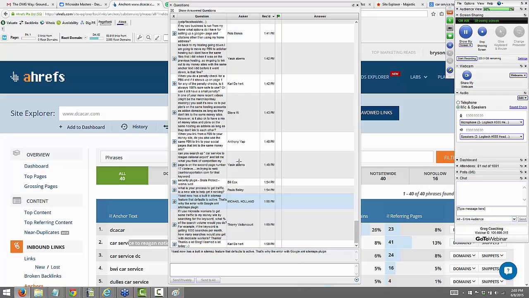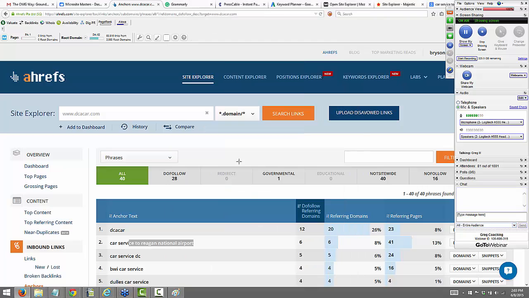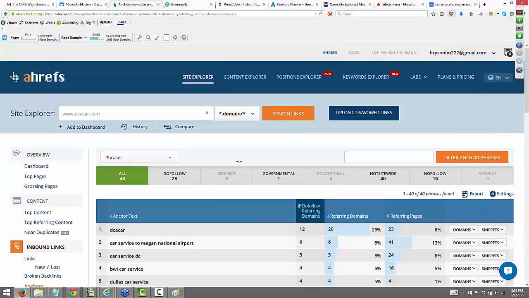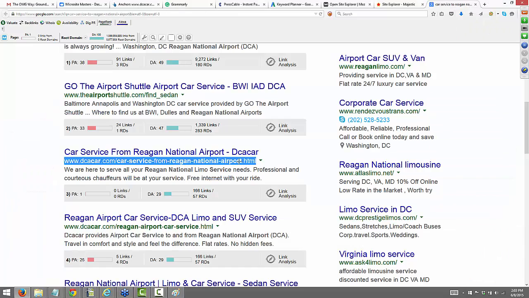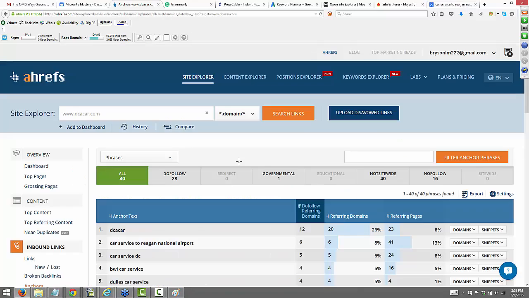All right, so big tip here, guys. We've talked about this before. Especially on an inner page, people will be stuck on an inner page. These guys right here have this inner page optimized for this keyword, car service to or from Reagan National Airport. But guess what? All of their links with that anchor text are going to the home page.